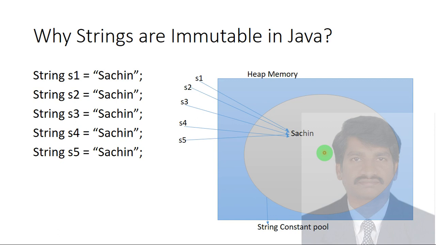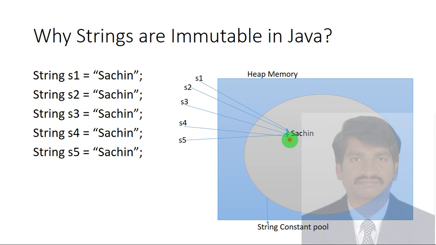Guys, let us say 5 different people are working on one project, and one guy is creating the object Sachin, that is String s1 is equal to Sachin, then the object will be created in the string constant pool, then s1 will point to that object. And when other people are trying to create objects with the same content, it will not create different objects for each request. All references s2, s3, s4, s5 will point to the same object. Assume that strings are mutable, meaning you can modify the content of the object after creating.